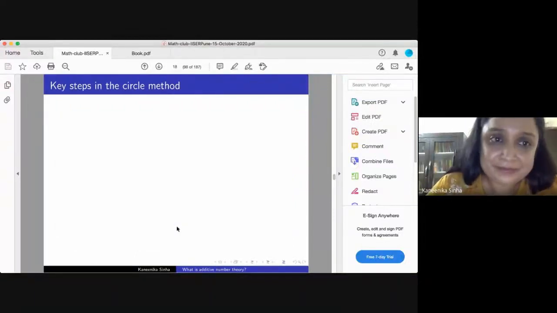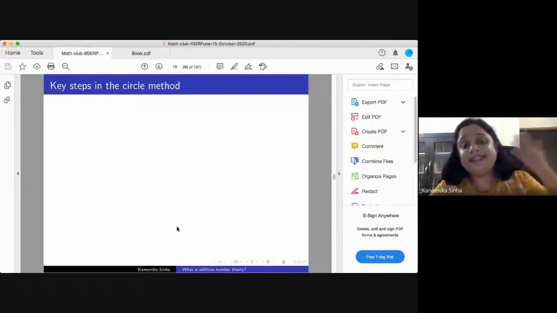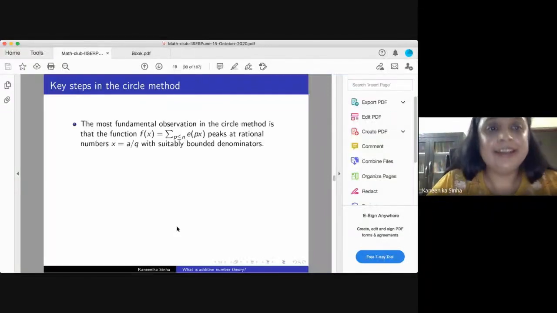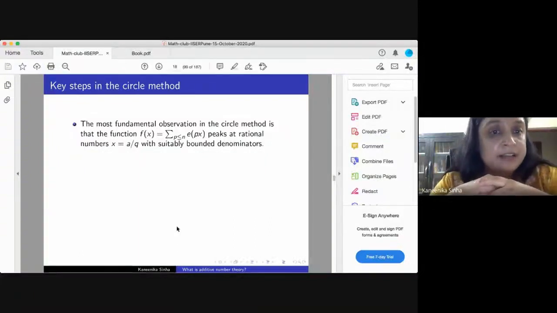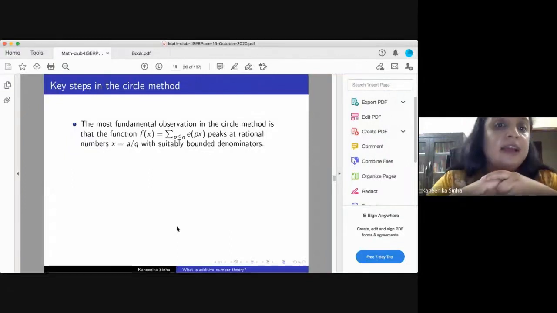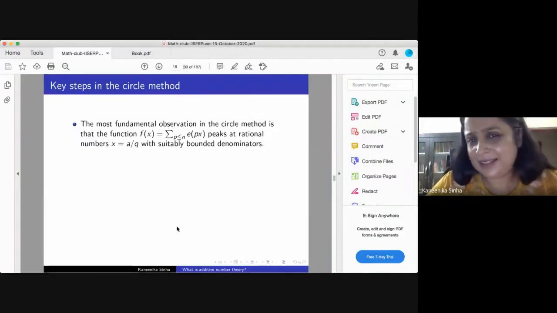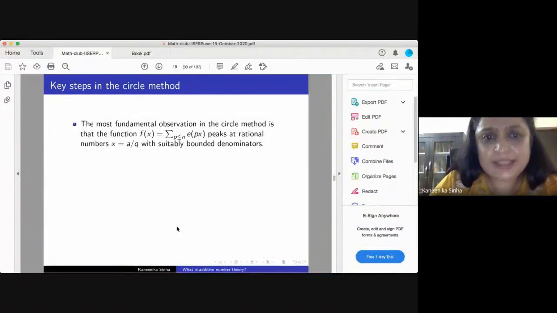Now, key steps in the circle method. We still have to evaluate the integral, right? The most fundamental observation in the circle method is that this function, this exponential sum that you have to square or cube and then integrate, peaks. It takes very, very high values at rational numbers with suitably bounded denominators. This looks very abstract and strange. I mean, how do we even know this? So we will have to do some experimentation. I'll come to it in a slide or two.